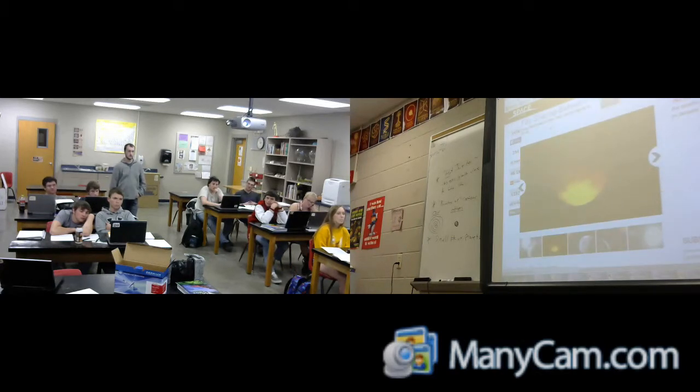The smallest, Kepler 10b, that was 10c. 10b is the smallest known exoplanet, at least as of a couple years ago.